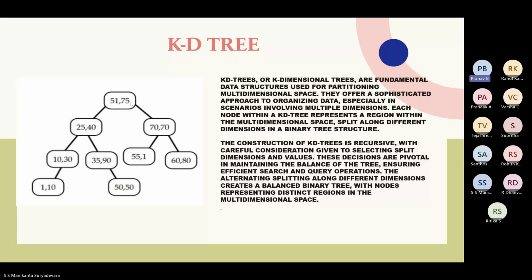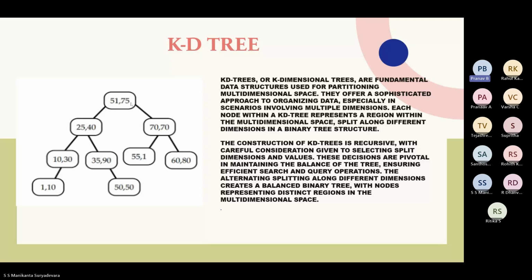Now I'm going to talk about the advantages and disadvantages of the KD tree. The advantage of the KD tree is that it allows for efficient k-nearest neighbor queries, which are useful in image recognition and recommendation systems. They can also be used for range queries, which allow for fast searches of points within a given radius. However, there are also several disadvantages to using KD trees.